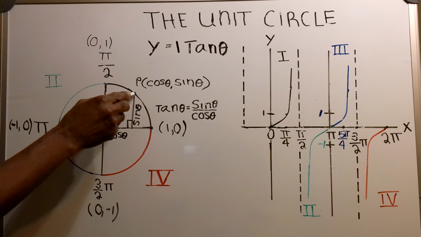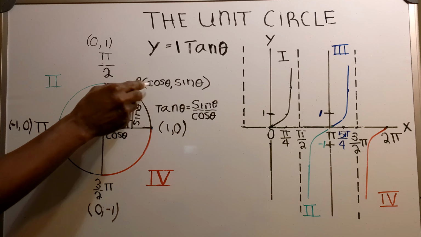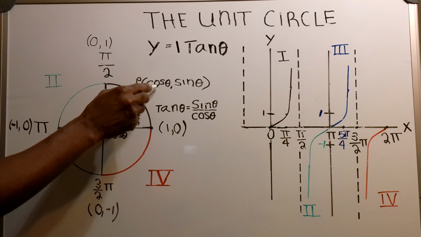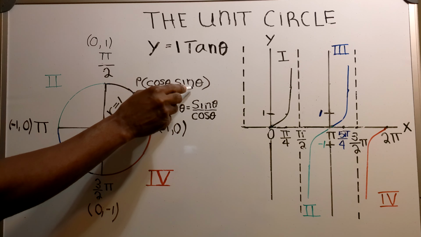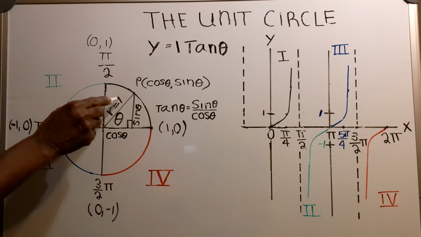Now, I'm going to bring this point P from right here to right here. Now, keep in mind that point P is cosine and sine of the angle. The unit circle also has a radius of 1.